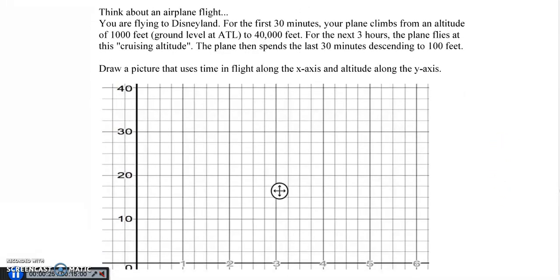So think about an airplane flight. We're going to fly to Disneyland, which is in California. For the first 30 minutes, we're going to fly from an altitude of 1,000 feet, climbing all the way to 40,000. Then for the next 3 hours, we fly at that cruising altitude, and the plane's going to spend the last 30 minutes descending to 100 feet where we're going to land.